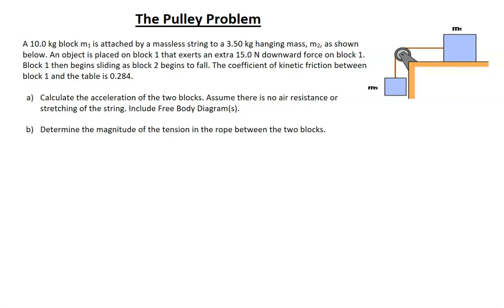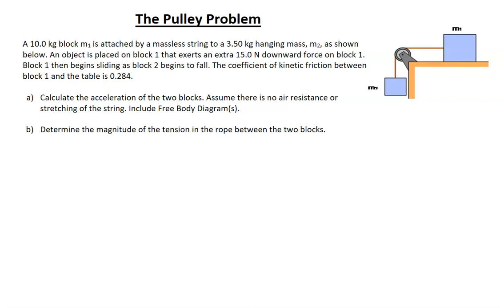An object is placed on block 1 that exerts an extra 15 newtons downward force on block 1. Block 1 then begins sliding as block 2 begins to fall. The coefficient of kinetic friction between block 1 and the table is 0.284. Part A asks us to find the acceleration of the two blocks. Assume there's no air resistance or stretching of the string. Include free body diagrams. And part B is determine the magnitude of tension in the rope.